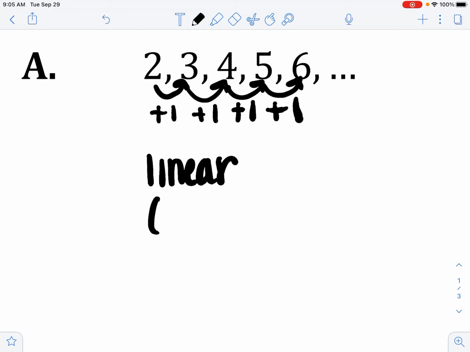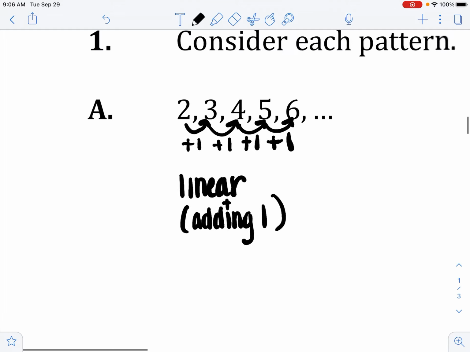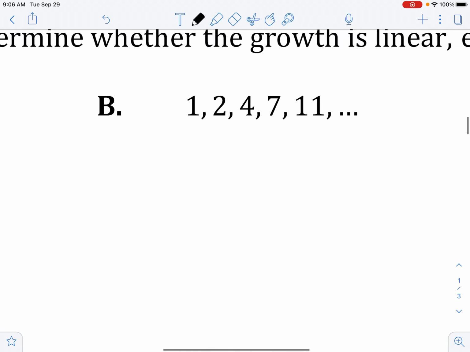And in parentheses, I can put because of adding 1. Or you can do plus, that's the same thing as adding. All right, let's check this one. To get from a 1 to 2, I'd have to add 1. To get from 2 to 4, I have to add 2. So right away, I know it's not linear, because it would have to be plus 1, plus 1, plus 1 if that's going to happen. So it's not linear. That's out.